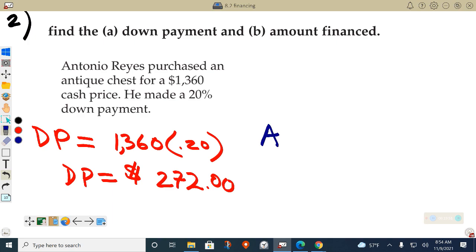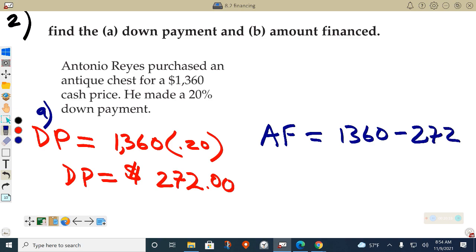Amount financed, AF. That's part A done. The down payment is 272. For the amount financed, take the original price and subtract 272. Whatever's left over is how much Antonio's going to owe: $1,088. You're awesome. I trust that calculation there.